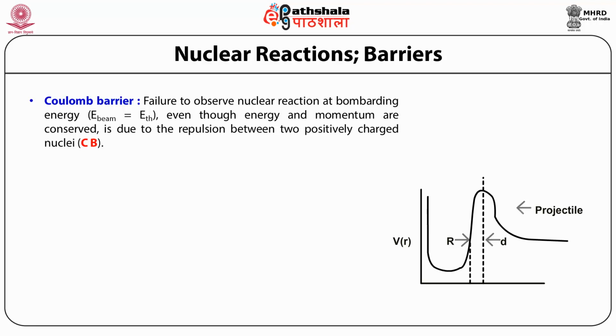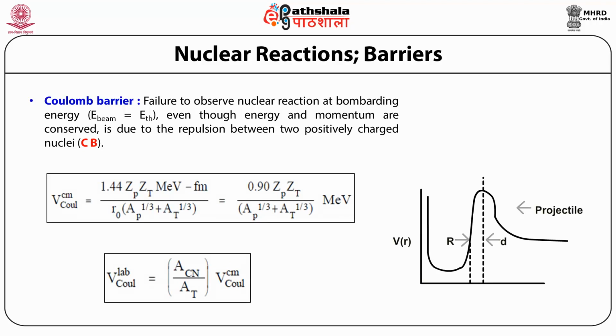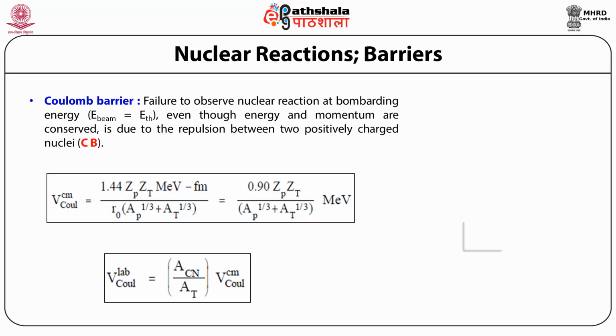When we incorporate the values of Q1, Q2 and R, we obtain the relation V Coulomb in the center of mass frame is equal to 0.90 Zp Zt over (AP to the power 1 by 3 plus AT to the power 1 by 3) MeV. So this is the expression for the Coulomb barrier in the center of mass frame.